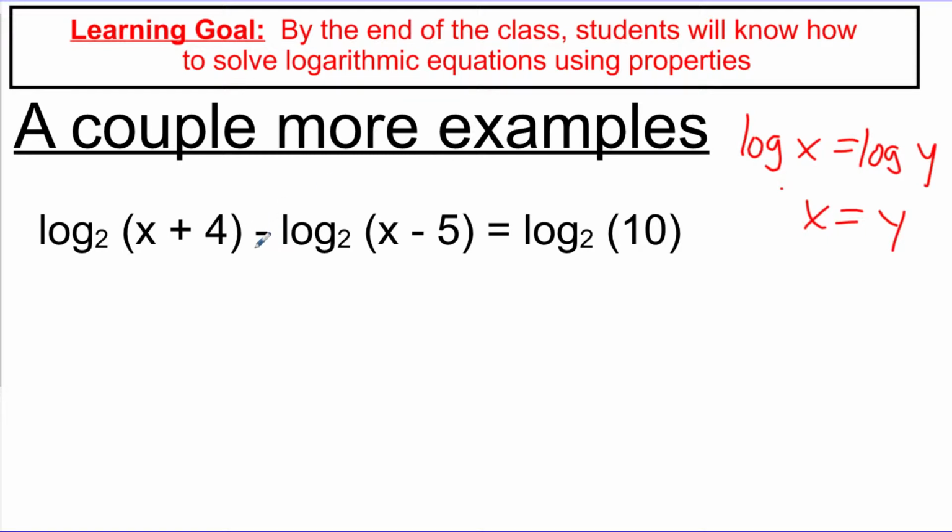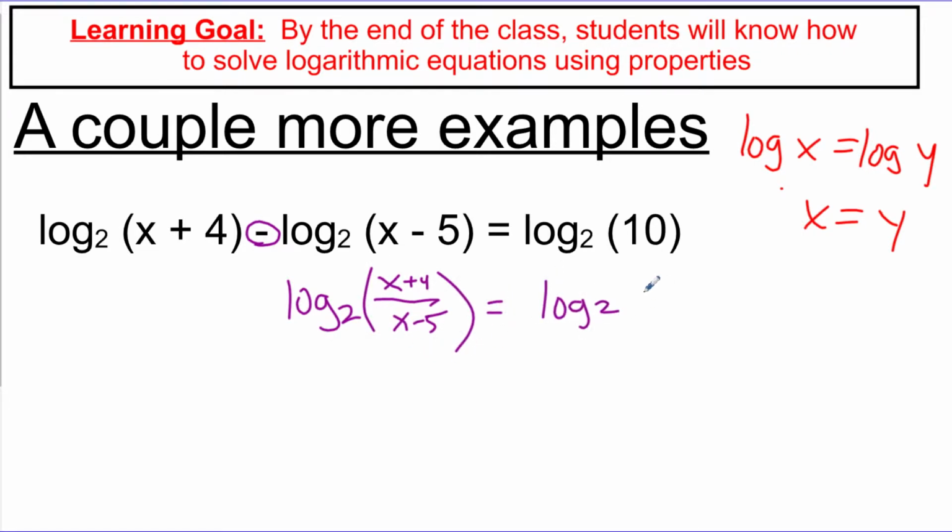In order to do that in this case, I'm going to use the property that says if there is subtraction between logs, you're allowed to combine them into one log as long as you divide what's inside of the log. So in this case, I'm going to say x plus 4 can be divided by x minus 5, and that's going to be my one log. So here's my problem. Now I have my ideal situation. Log on the left, log on the right, equation between them. That means that I can just drop the logs off the problem and say what's inside of the logs, x plus 4 over x minus 5, has to be equal to 10.